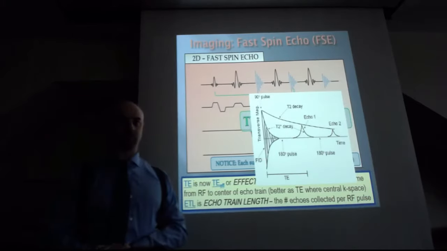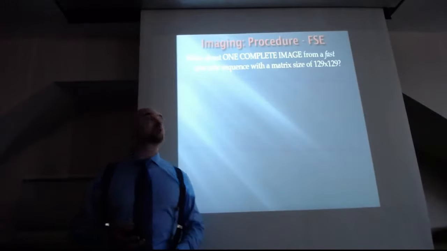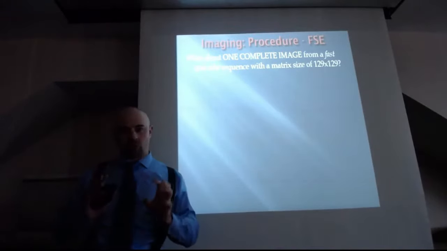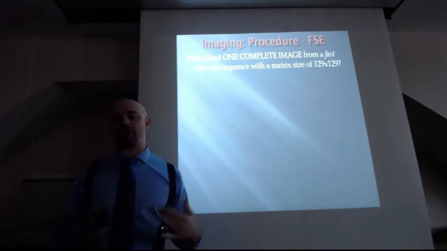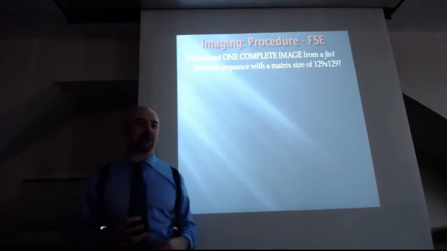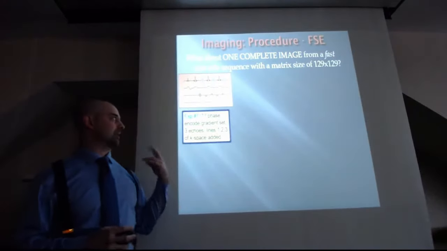Cool? Good. All right, so just like we did for spin echo, let's look at the formation of one complete image for a fast spin echo, which let's say the matrix is now 129 by 129. I chose that number instead of 128 because it's divisible by 3. We'll just make the math easier.